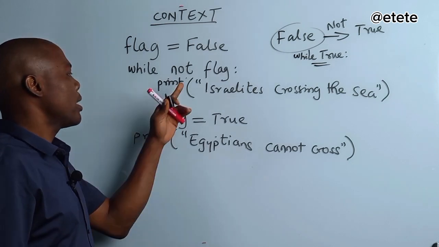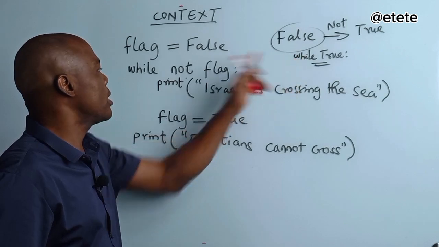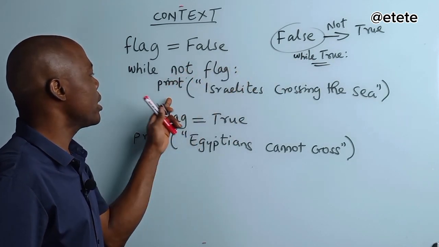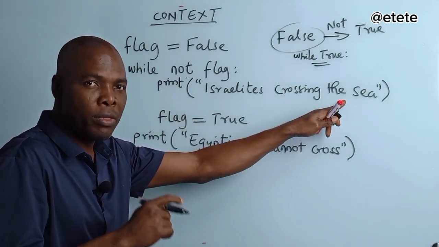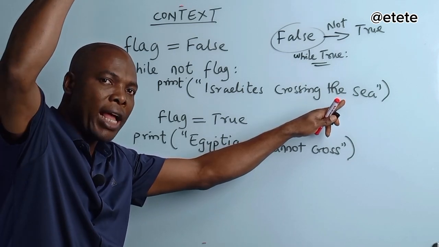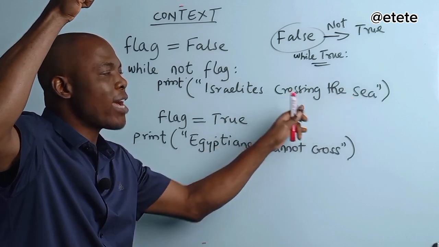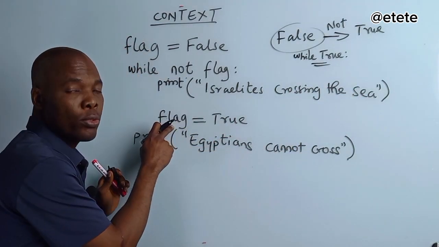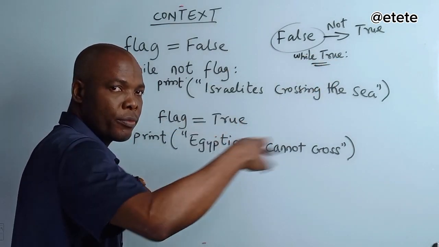Infinite loop. Now, once this is while true, that is what this is telling you. While true, you go in, print Israelite crossing the sea. So it means the gatekeeper is holding the false flag. That means it is true. He's holding the false flag. So go in and that is the Israelite can cross the sea. Now, while inside the loop, it is an infinite loop. So they will keep crossing.